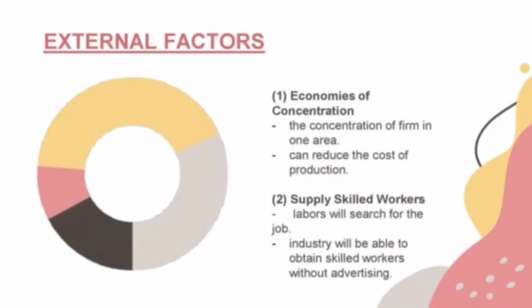There are only 4 external factors for the economies of scale. The first one is economies of concentration. Economies of concentration refers to the concentration of firms in one area, such as that one particular firm is located in Penang. This can reduce the cost of production.